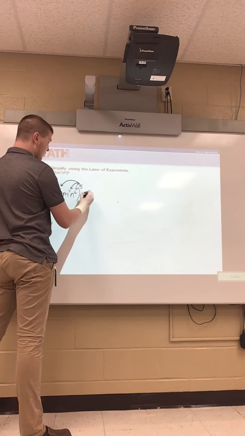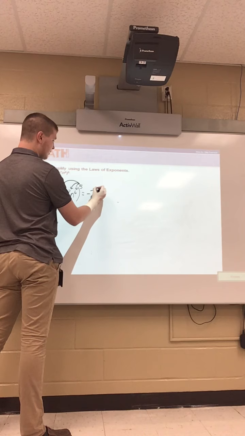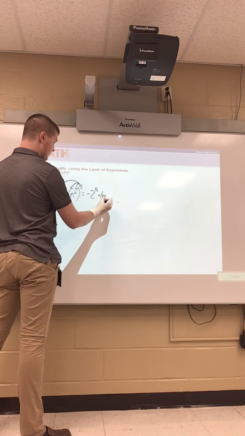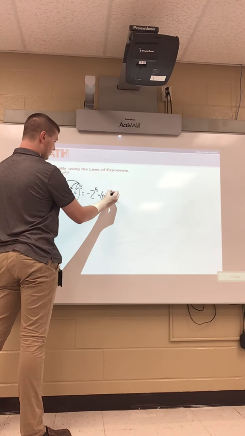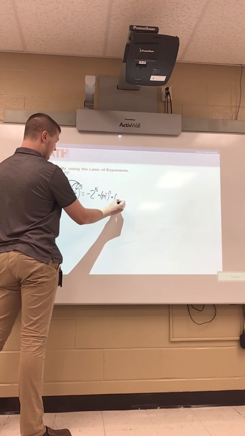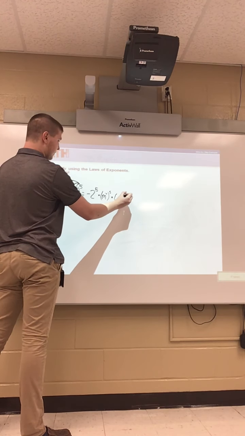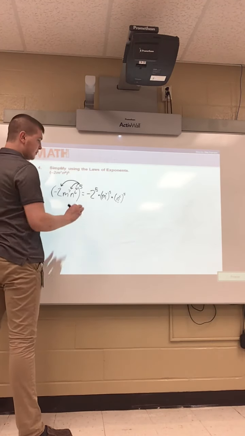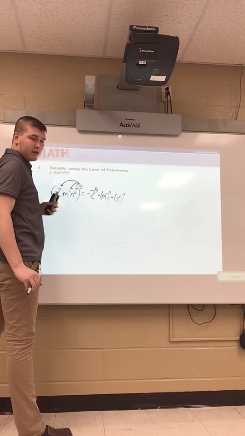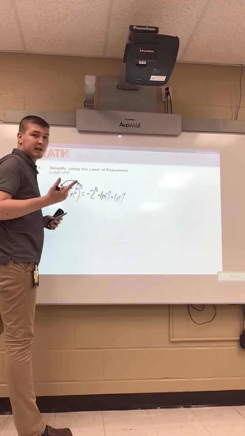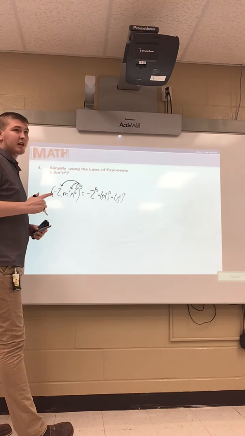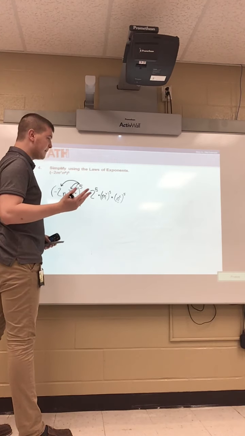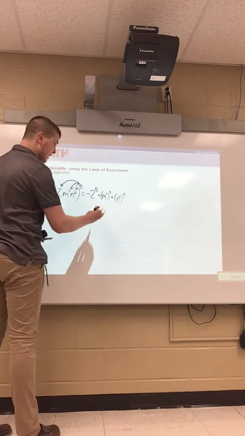So if we rewrite it, -2 to the 5th times m to the 7th to the 5th times n to the 6th to the 5th. Okay? And then you just solve it, like usual. So -2 to the 5th. Negative 2 times negative 2 is a positive 4. Times negative 2 is a negative 8. Times a negative 2 is a positive 16. Then times your final negative 2 gives you negative 32.